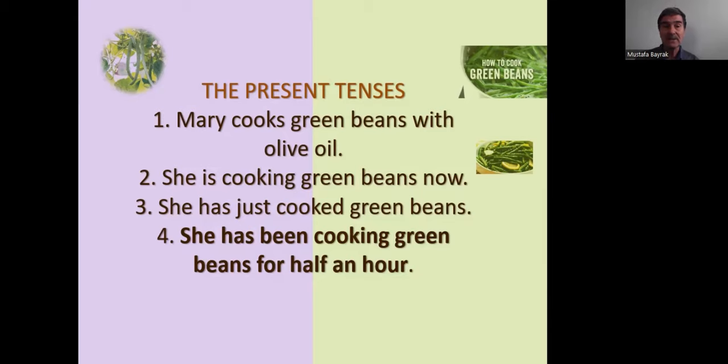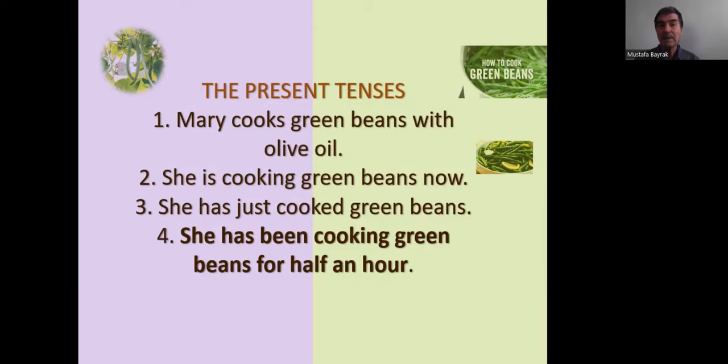Now, tense three. She has just cooked green beans. Okay, present perfect. It has finished, but it has a connection with the present. That's why we call it the present perfect tense. She has just cooked green beans, and the green beans meal is hot, because we expressed it with present perfect tense.